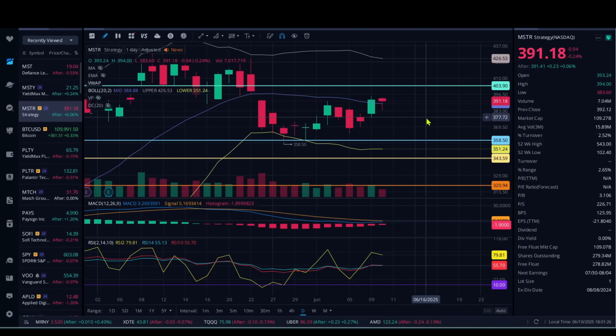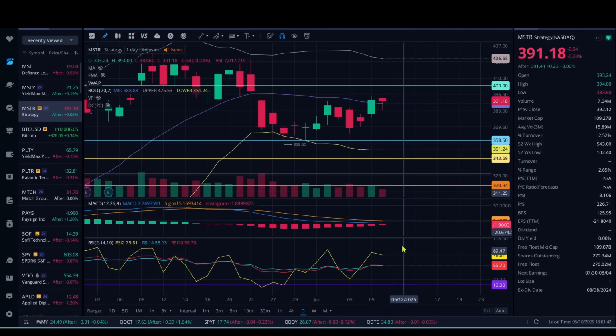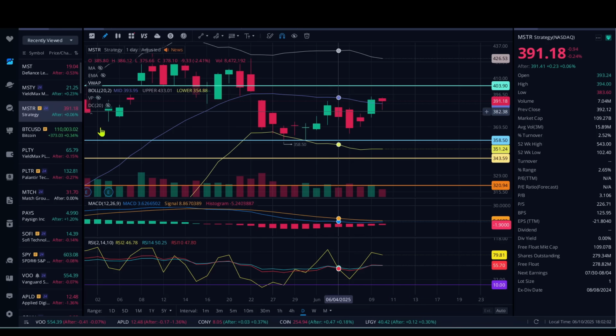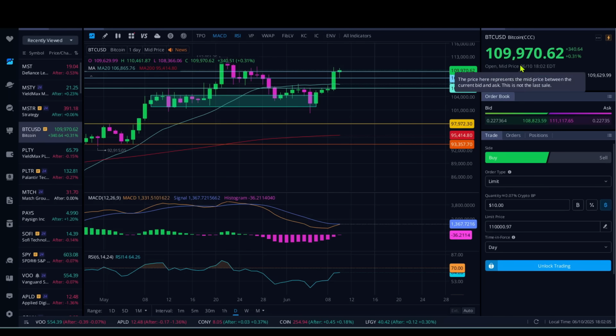Now, I would say that for the charts up here, I do have this line at 403.90. So I think that is going to be a resistance area right there. And we're headed up toward it. But can we get enough momentum here in order to break through it? We'll see. But of course, what pushes Mr.? You got it. Bitcoin.